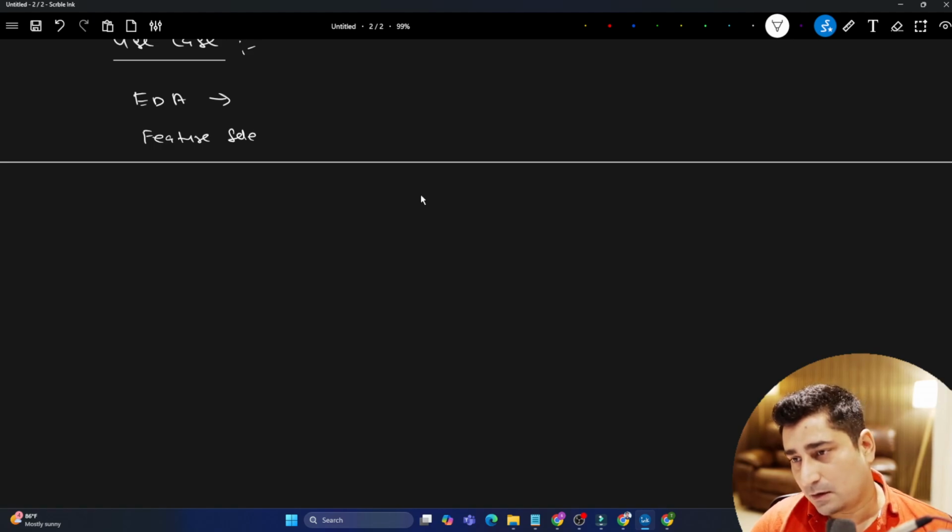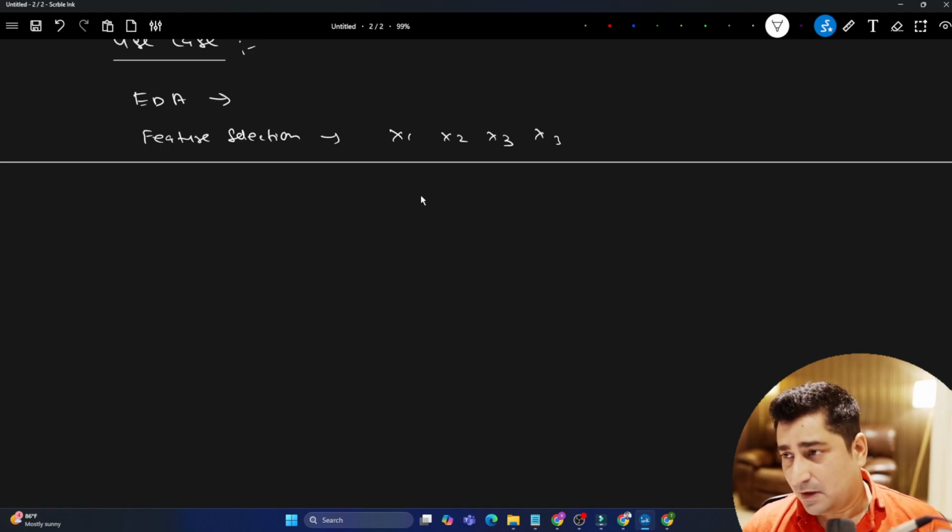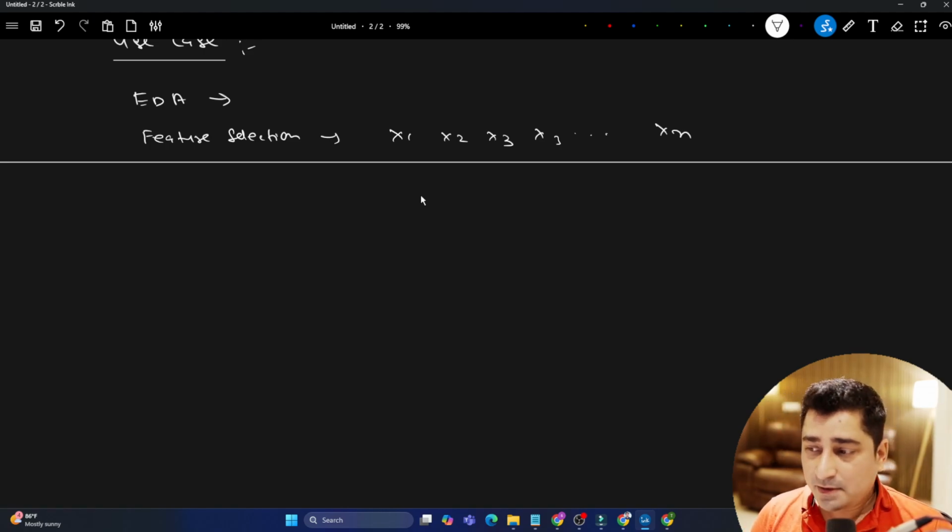Feature selection. So let's suppose I have a data set given to me, where I have a lot of columns, till xn I have a column. Now which column is important, which column is not important, which data set is important, which is contributing, which is not contributing.